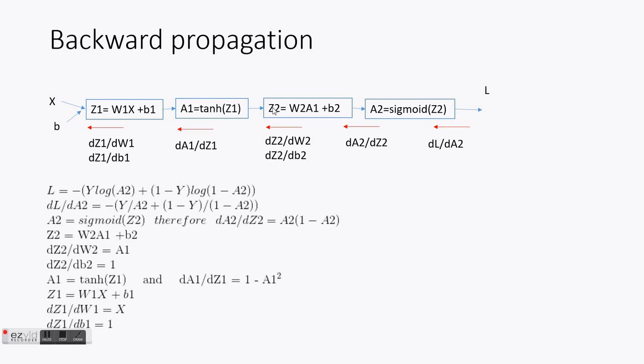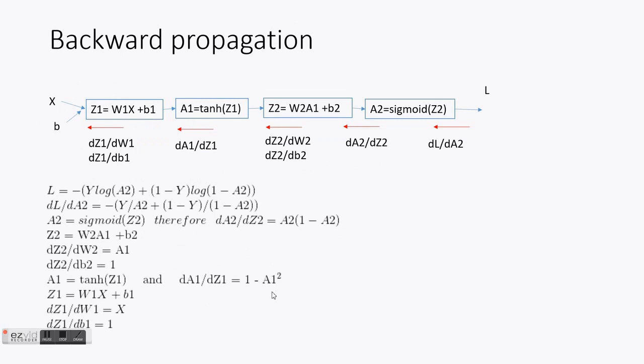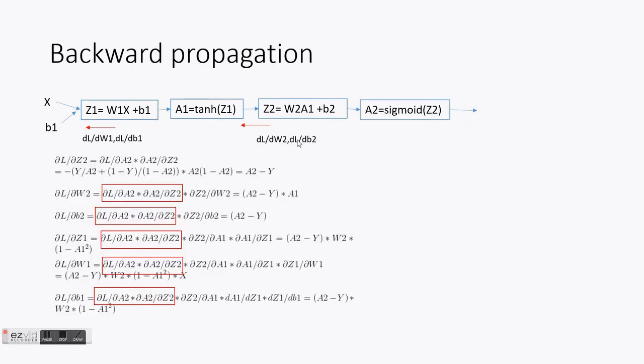Now let's find, Z2 is equal to W2 A1 plus B2. Therefore dZ2 by dW2: the second term becomes a constant, and if I take the derivative with respect to W2, it will be left with A1. And dZ2 by dB2: the first term becomes a constant, so it is essentially dB2 by dB2, which is 1. And since A1 is equal to tanh of Z1, dA1 by dZ1 is equal to 1 minus A1 squared, because we saw the derivative of tanh x is equal to 1 minus z squared. So using that we have 1 minus A1 squared, and Z1 is equal to W1 x plus B1. Therefore dZ1 by dW1 is equal to x, and dZ1 by dB1 is equal to 1. Now using these results we can find all the derivatives.